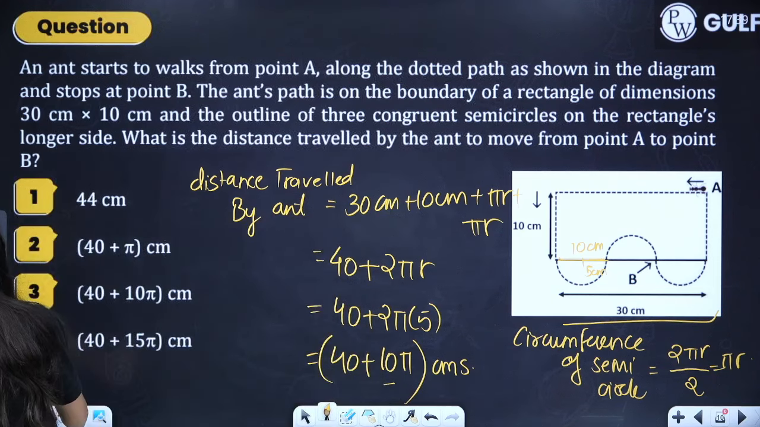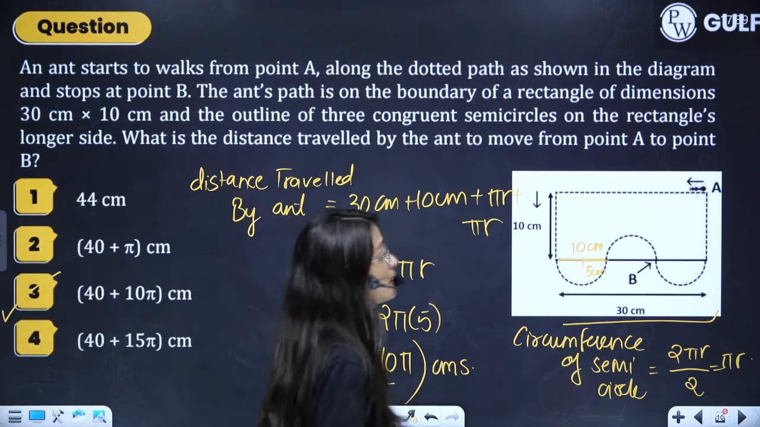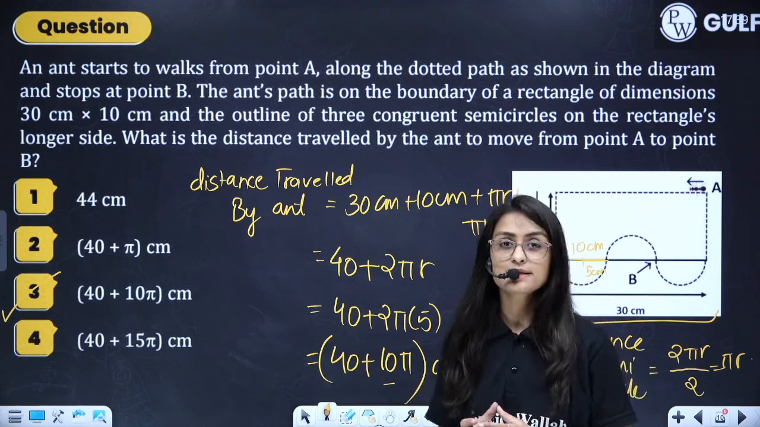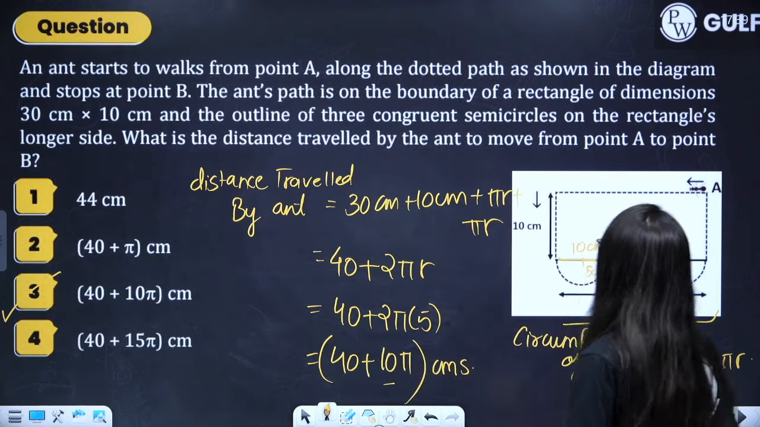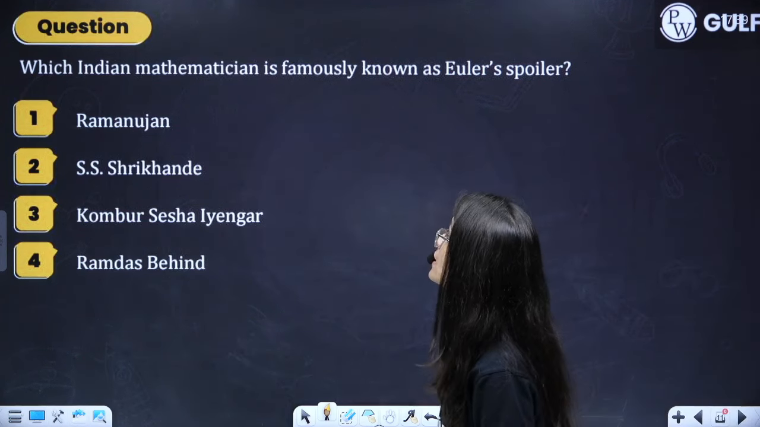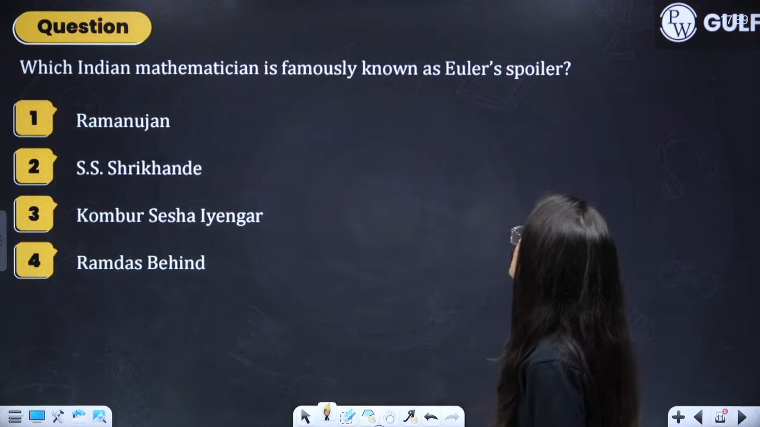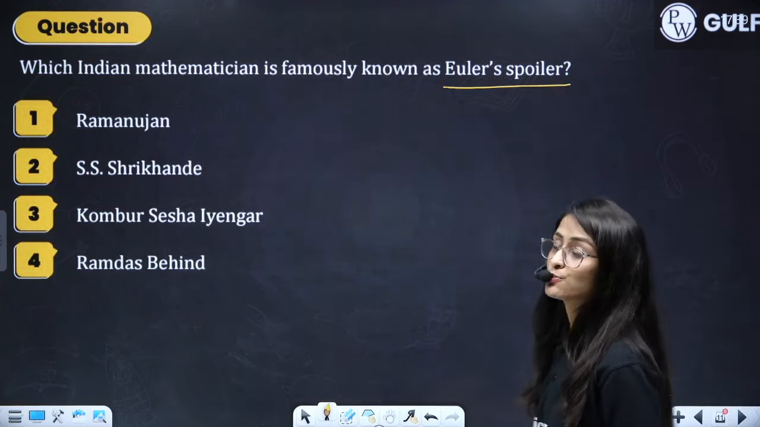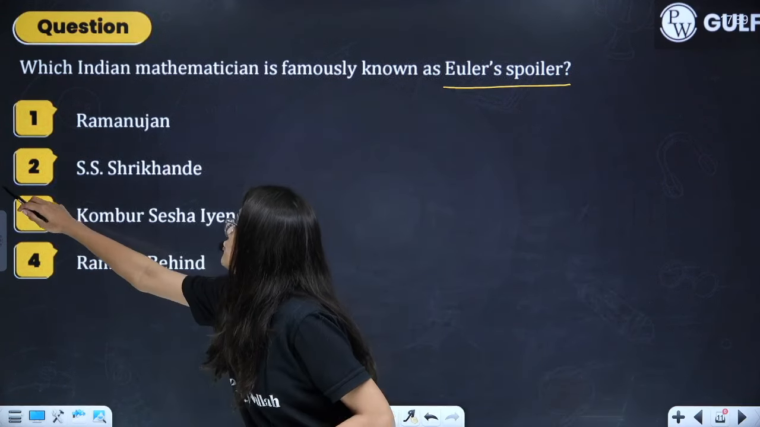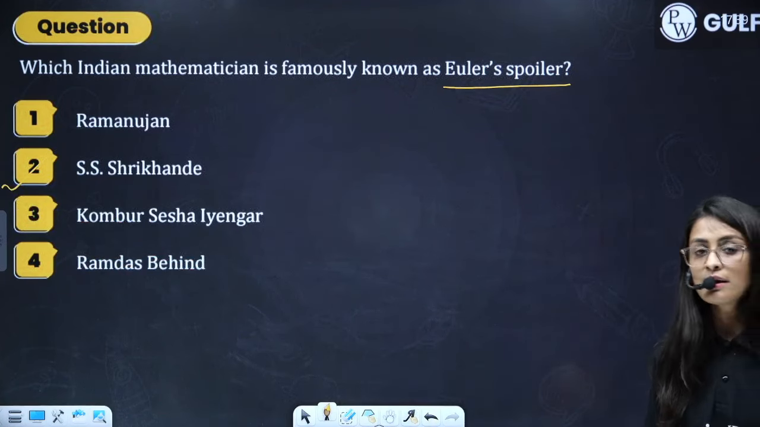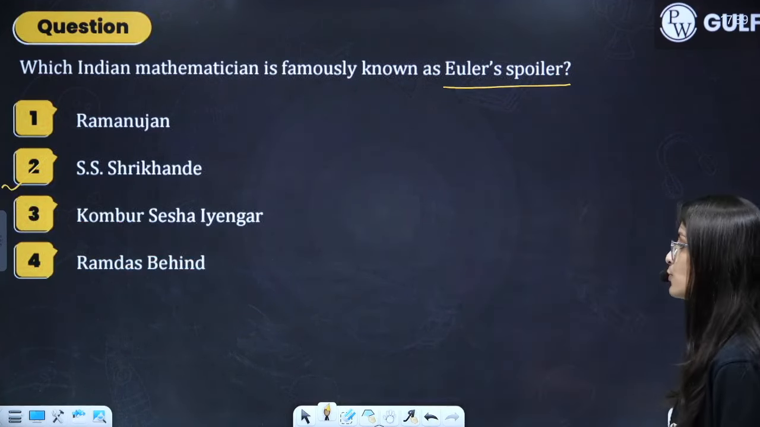Option C. So 40 plus 10 pi centimeter is the distance traveled by the ant from point A to point B. Moving forward, which Indian mathematician is famously known as Euler's spoiler? For Euler's spoiler, there is one mathematician, which is S.S. Shrikhande, right? Which is our option B. He is known for Euler's spoiler.